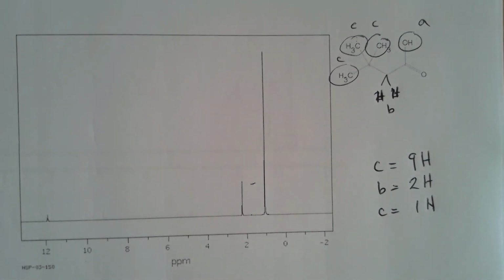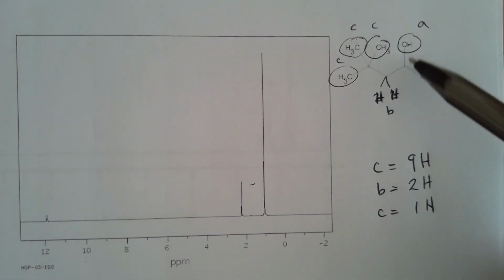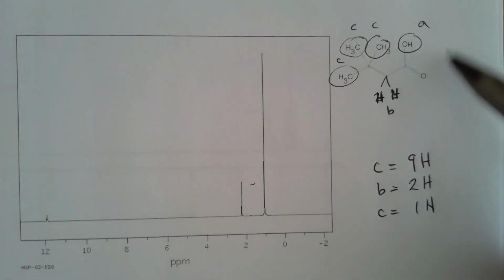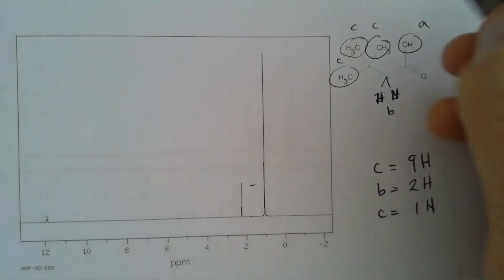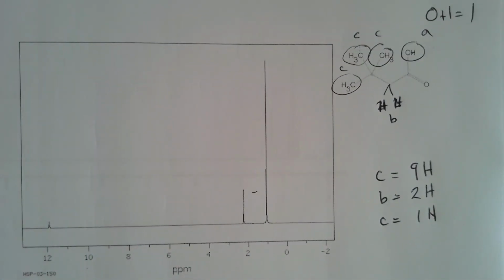Let's now think about their splitting. Environment A, there's nothing adjacent to it, and it's an OH on a carboxylic acid, so there's going to be no splitting. So for A, 0 plus 1, we'd expect that to be a singlet.